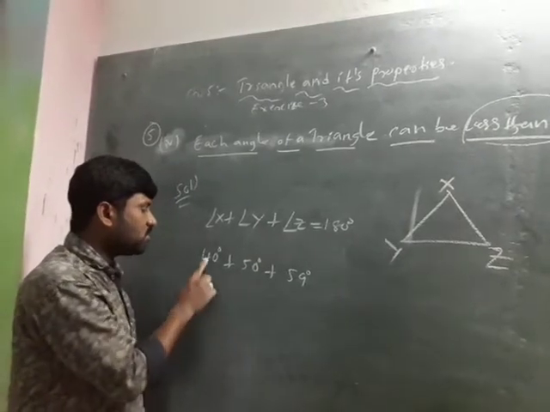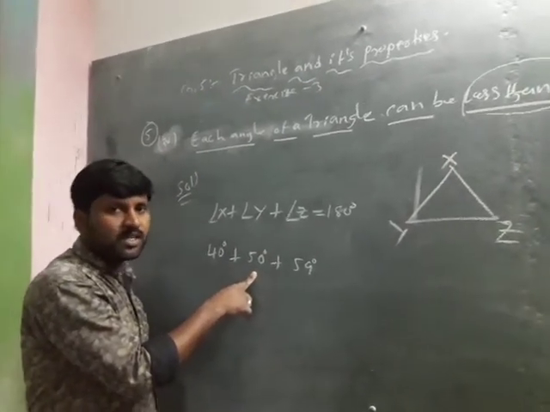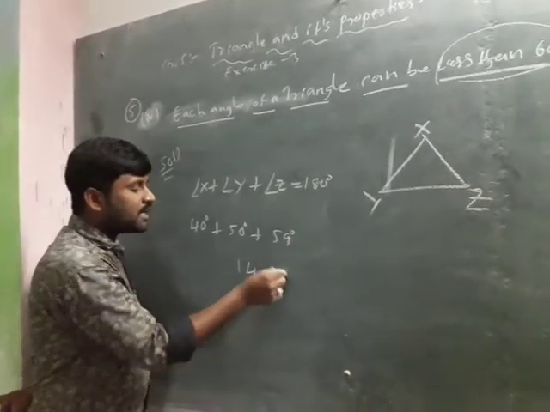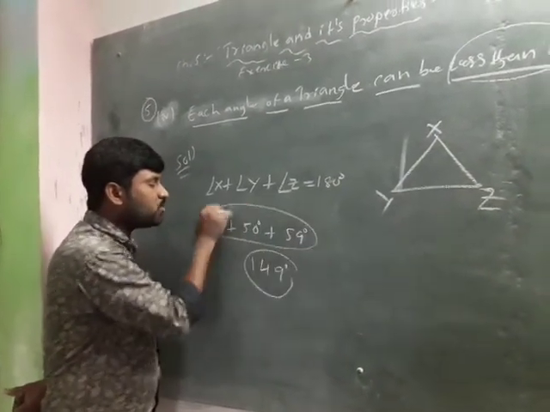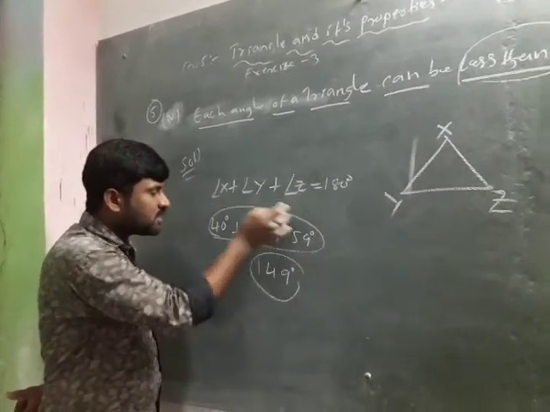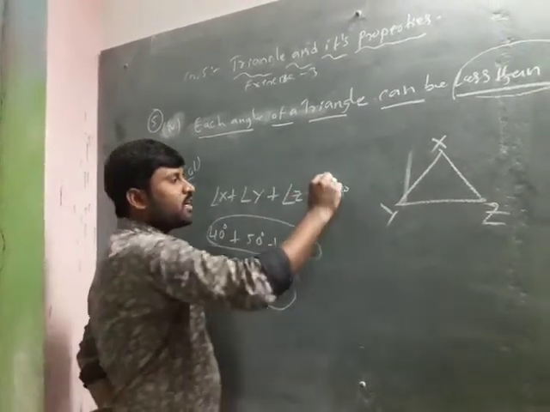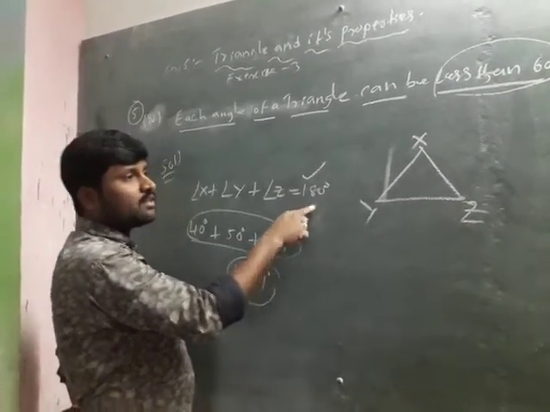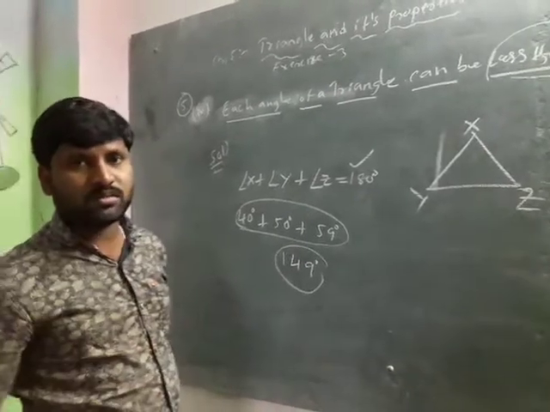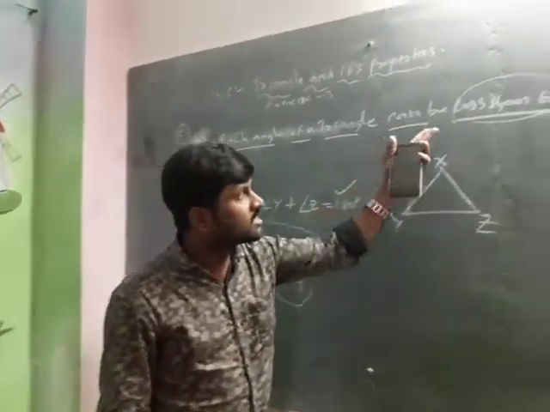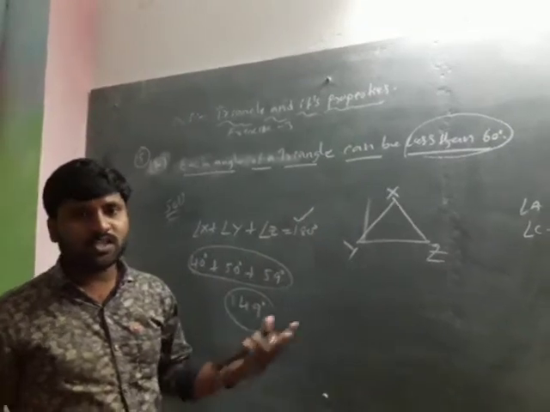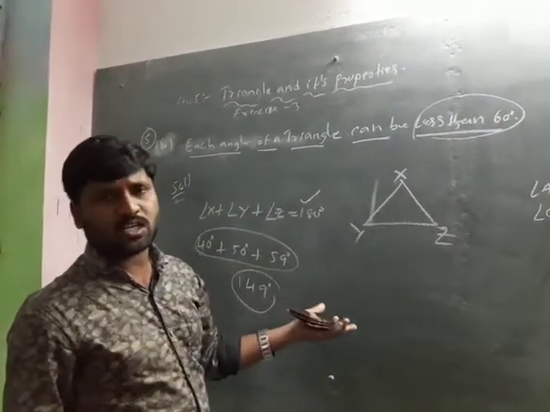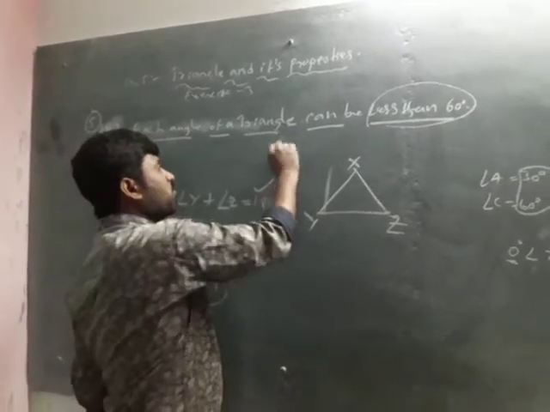You just add it. 40 plus 50, 90. 90 plus 59, that is 149. అంటే ఈ three angles ని యాడ్ చేసినా కూడా, when we add the three angles, it is not equal to 180 degrees. Their sum is not equal to 180 degrees. So then how is a triangle possible with each angle less than 60 degrees? It is not possible. So that's why the statement is a false statement.